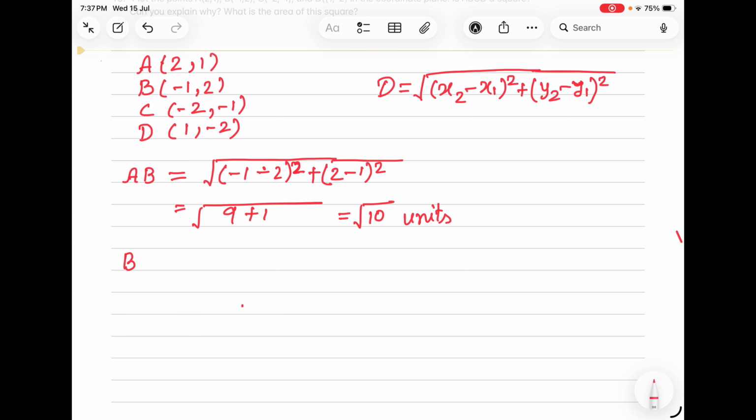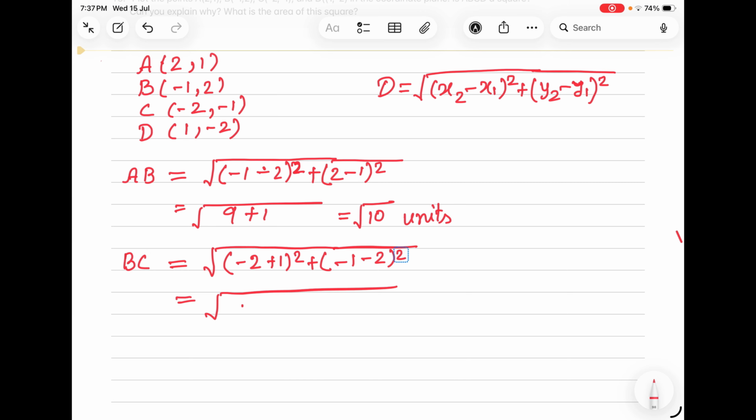Similarly BC, with B and C: (-2 minus (-1)) whole square plus (-1 minus 2) whole square. Then (-2 plus 1) is -1, whole square 1, plus (-1 minus 2) is -3, whole square 9. So it also equals square root of 10 units.